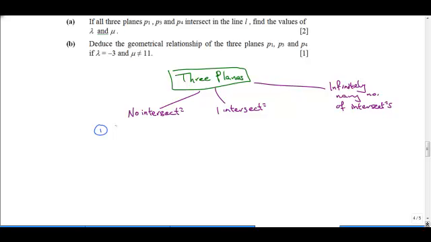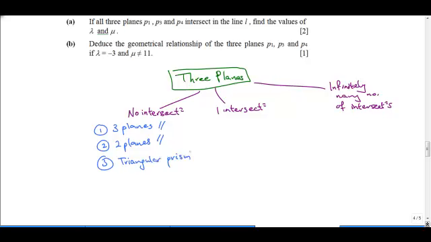For the case where there is no intersection, there are three cases. The first case is when all three planes are parallel. The second case is when two planes are parallel. And the last case is when none of the planes is parallel and we end up with this thing called a triangular prism.